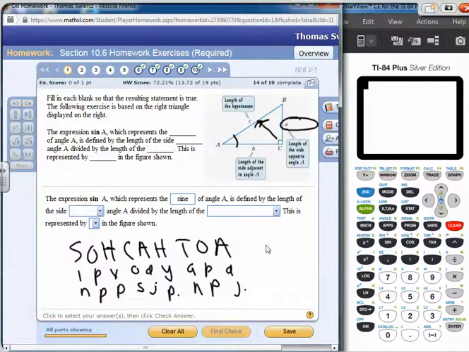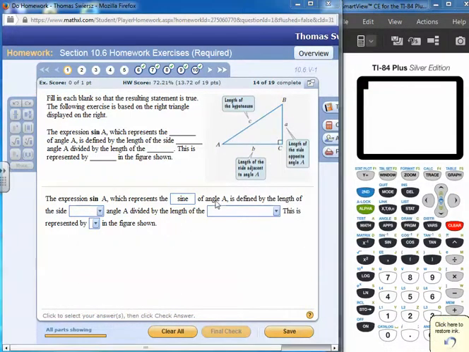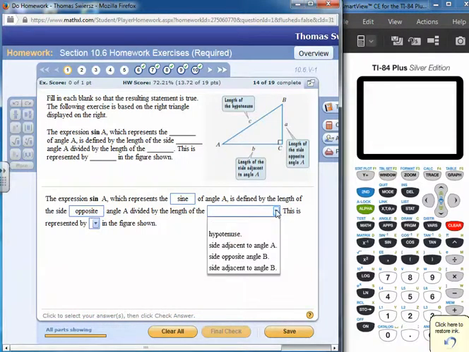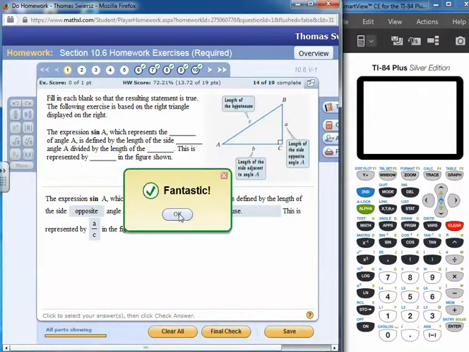So now we have the sine is the length of the side opposite divided by the hypotenuse. And this is represented by, again, we said A over C. A is side opposite, C is the hypotenuse. All right, very good.